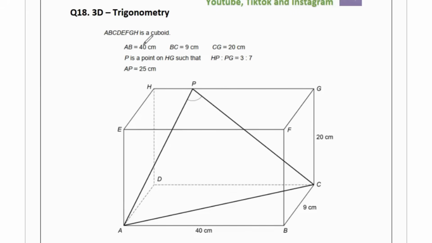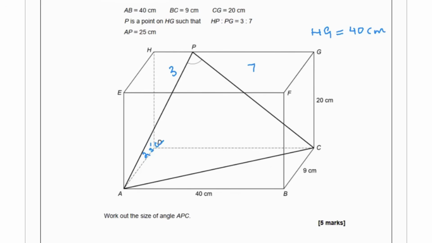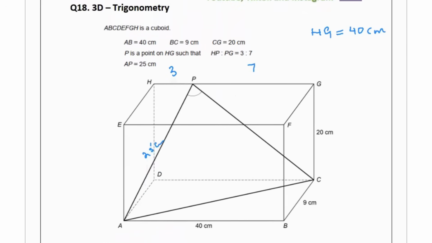So over here, we know that AB equals 40 centimeters, BC is 9 centimeters, CG is 20. P is a point on HG such that HP to PG is 3 to 7. So if you notice, AB is the same as EF is the same as HG. So HG is also 40 centimeters. AP is given as 25. We need to find the size of angle APC, which is highlighted in the question.